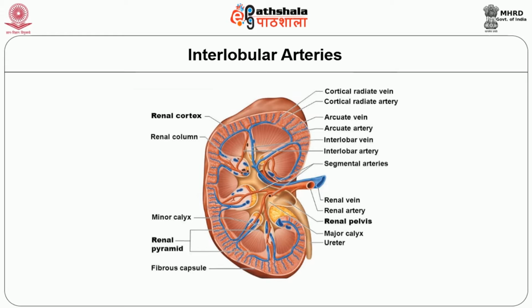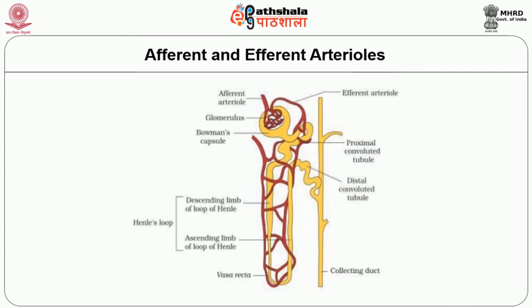Thereafter, the interlobular arteries branch into a number of afferent arterioles. The afferent arterioles enter the Bowman's capsule, divide into 4 or 5 large capillaries. Each large capillary further divides and forms the glomerular capillary tuft or loops. The capillary loops unite to form the efferent arteriole, which emerges out of the Bowman's capsule.